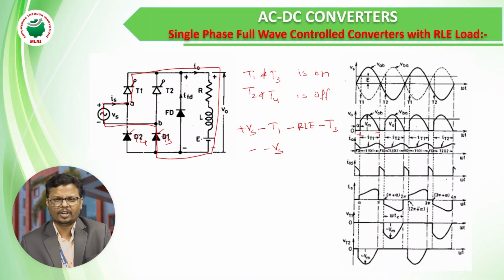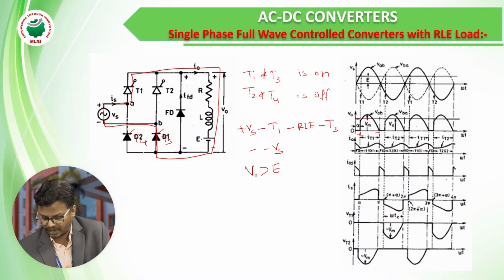Before, we studied the R load and the RL load. The small difference between RL and RLE load is that here we have a battery E. Conduction is possible only if the output voltage is greater than E. If the output voltage is less than E, then in the output waveform we will see 0. This line is the battery voltage E, so V0 should be greater than the battery voltage E. Here from alpha to pi it conducts.